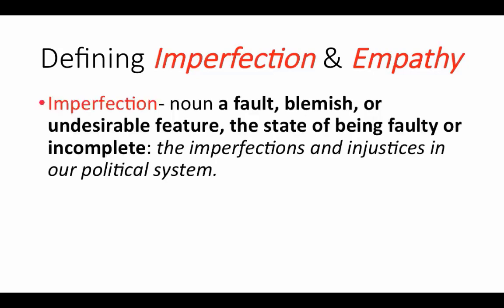Let's start with imperfection. Imperfection is a noun, and it means a fault, a blemish, or undesirable feature, the state of being faulty or incomplete. If we were to use this in a sentence, it might mean the imperfections and injustices in our political system. So obviously imperfection is the opposite of perfection.